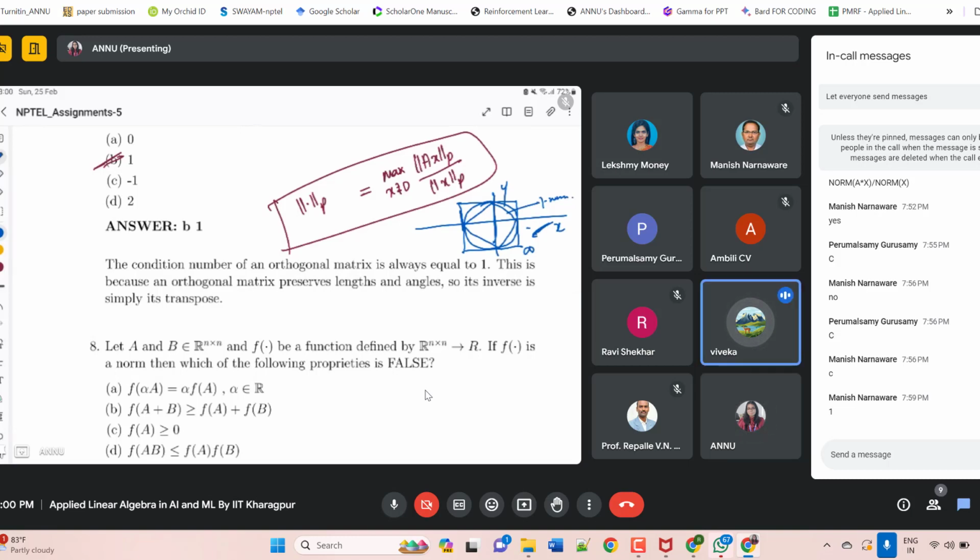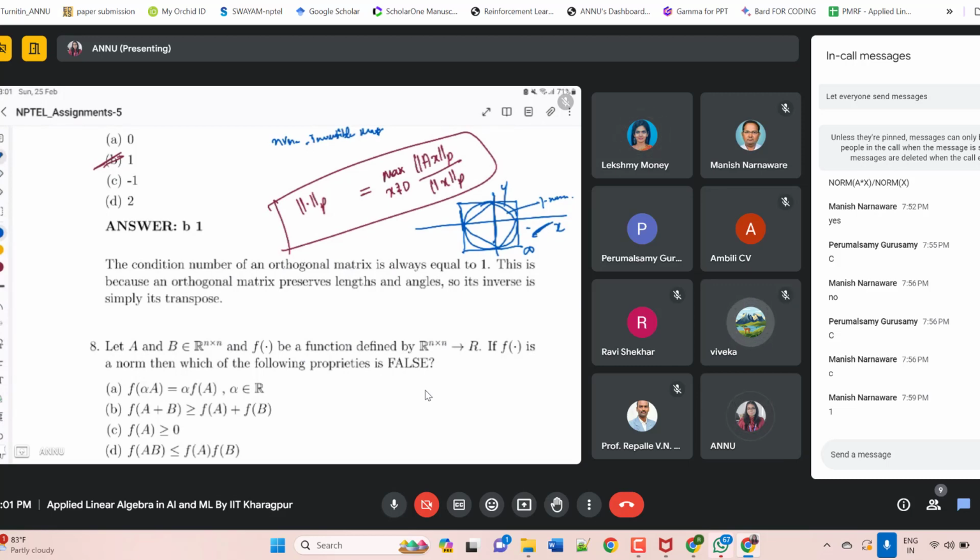Ma'am, like one example, A is equal to 1, 2, 3, 4. What is the condition number? First of all, we cannot define it for a non-invertible matrix. It should be an n cross n invertible matrix only. The condition number is defined only for an n cross n invertible matrix. Yes, ma'am, take one example and solve it.